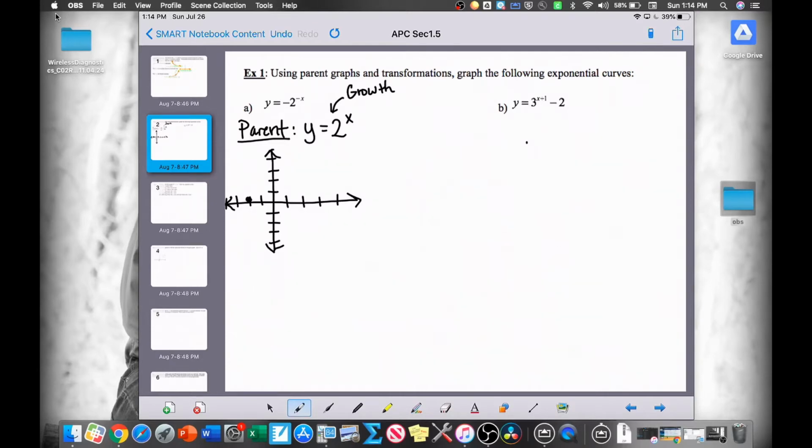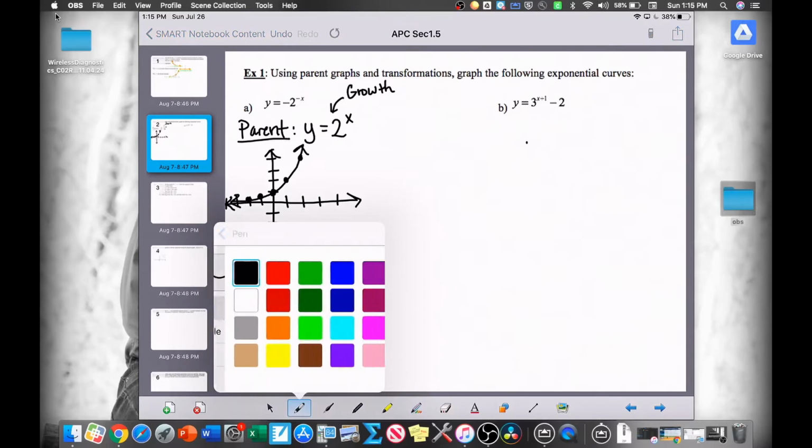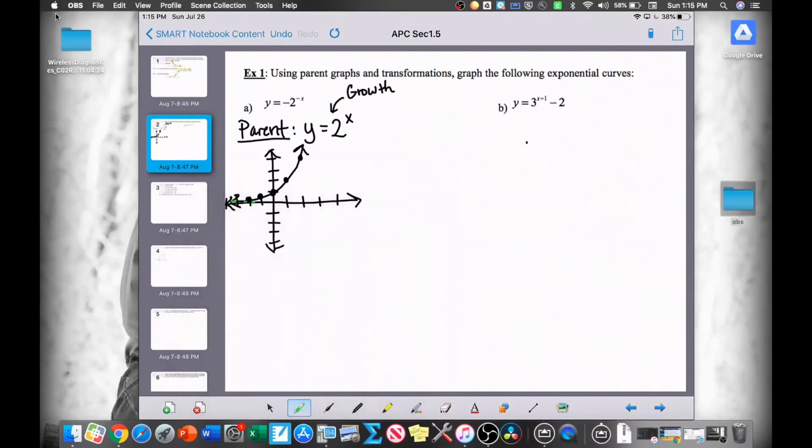2 to the -1 power is 1 over 2 to the first, or 1/2. 2 to the 0 power, anything to the 0 power is 1, so 0, 1. 2 to the first power is 2, so 1, 2, and then if x is 2, 2 squared would be 4. So you can see here my parent graph for y equals 2 to the x. And again, don't forget, I do have that horizontal asymptote here at y equals 0.